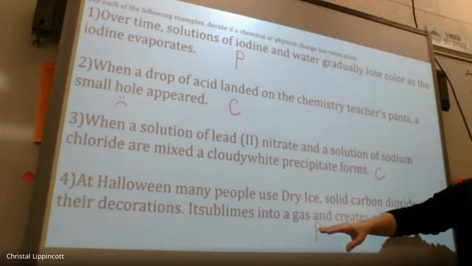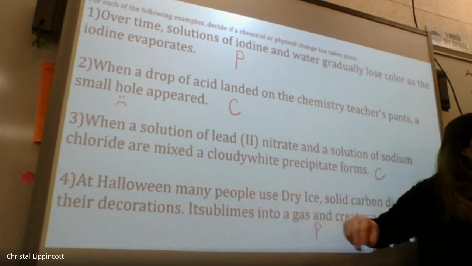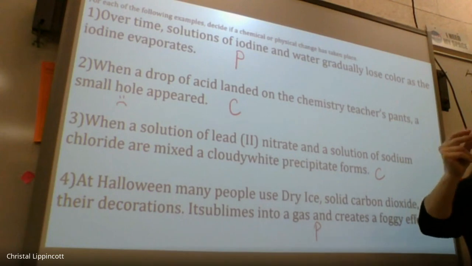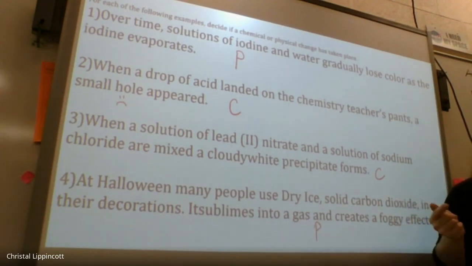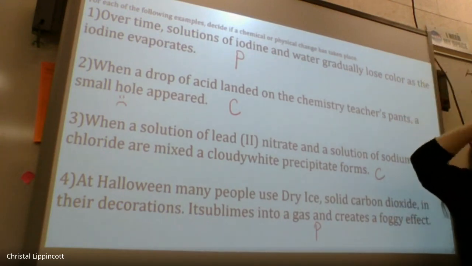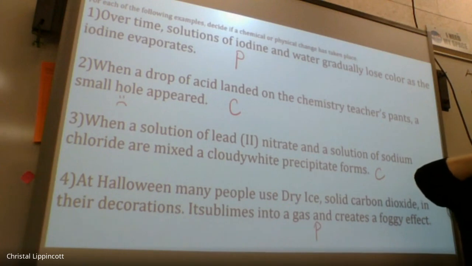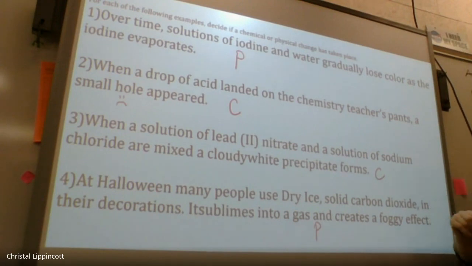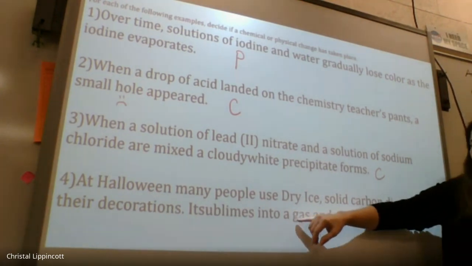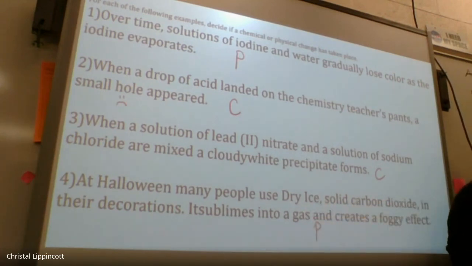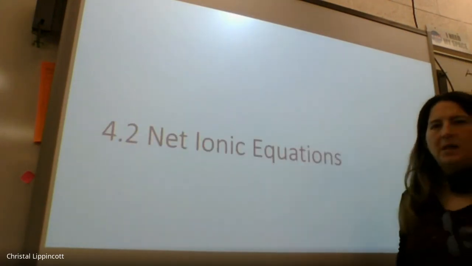And then Halloween, we've got dry ice. It's going to sublime. So sublimation is where you go from a solid to a gas like that. And then you also have deposition. That's where you go from a gas to a solid. So if you woke up this morning and you had frost on your car windows, that was that process that had happened overnight. Okay. So sublimation is where it goes from a solid to a gas. That is a phase change. Phase changes are physical changes. All right. Then that takes us to net ionics tomorrow.